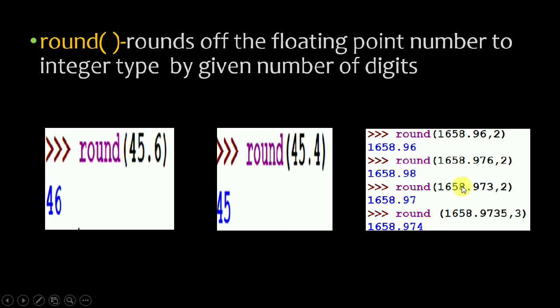So this is the use of the round function. It takes a floating point number and changes it into the integer type by the given number of digits. If the number of digits is provided, it will round off to that number of digits. If it is not provided, it will do it by the general rule.